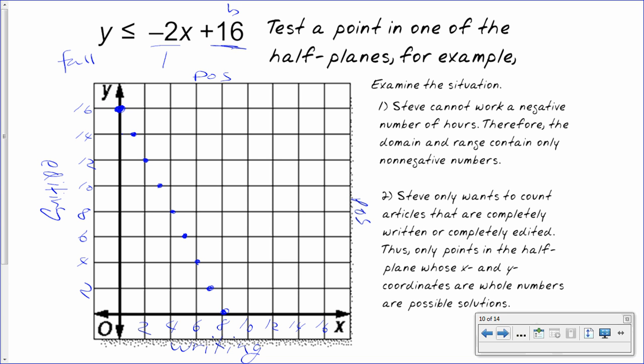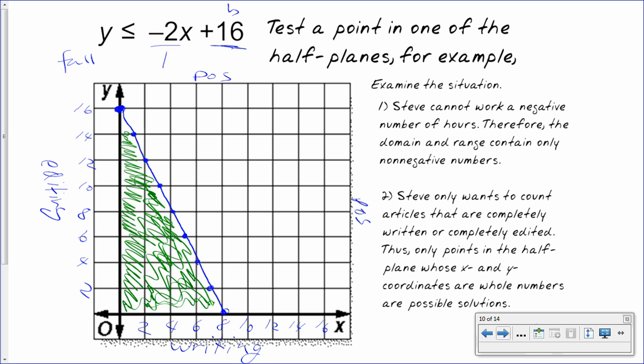It's a solid line. Shade below or above? Okay, you guys watch this. I'm not gonna go past. I'm just gonna shade all this area that's in here. Notice I don't need to go past because I can't work negative hours.